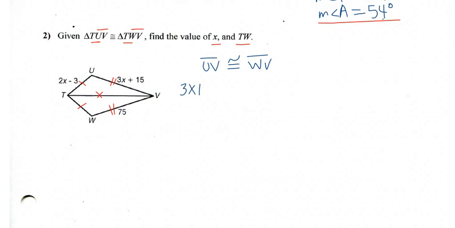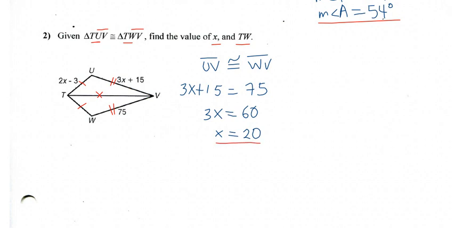plus 15 is equal to 75, because that is what congruent means. It means that they have equal lengths. And so we can solve this equation. That will be 3x is equal to 60. 75 minus 15, that will be 60. And so x would be equal to 20. And so we have our first answer, the value of x.